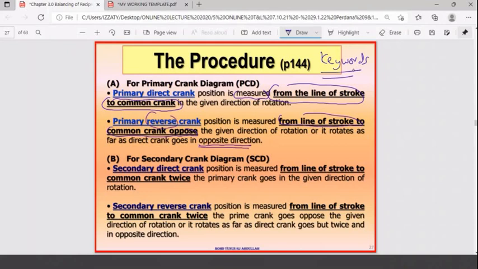So you don't have to remember the procedure word by word. The other one is the secondary crank diagram. Same thing, measured from line of stroke to common crank, but because it is secondary, it must be twice. And last but not least, secondary reverse: from line of stroke to common crank, it is still twice, but in the opposite direction. So this is the procedure we are going to put in our crank diagram.